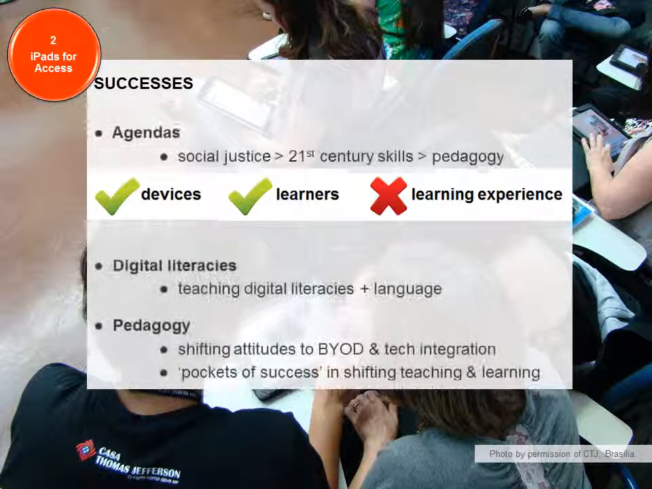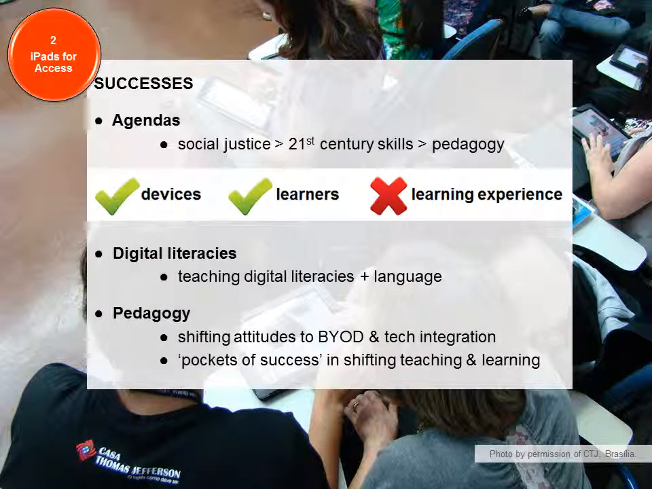This began very much as a social justice project, improving the English language learning and the 21st century skills, that is, the digital literacies, of students from low socioeconomic backgrounds. But it soon became about improving the 21st century skills of all students at Casa Thomas Jefferson, and ultimately it became about shifting the pedagogy.